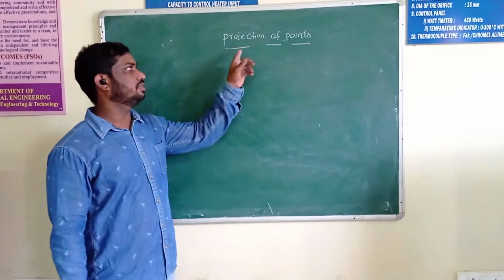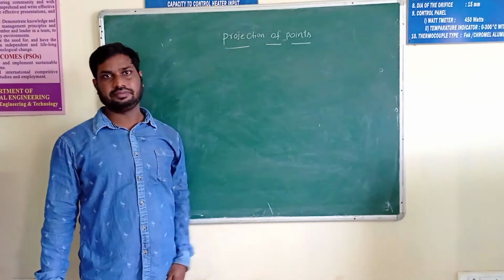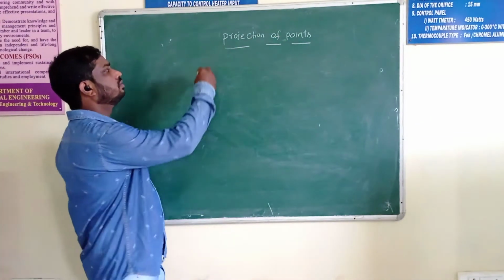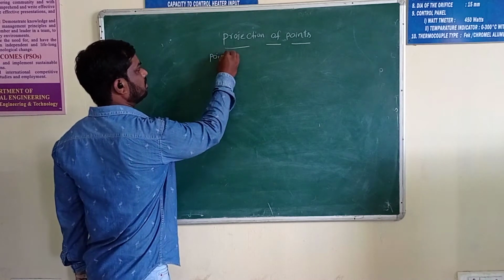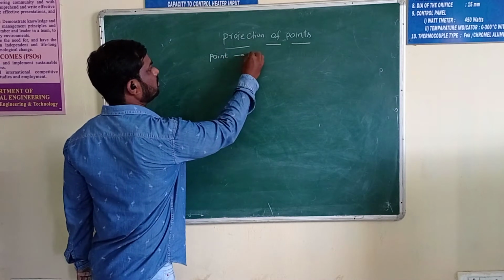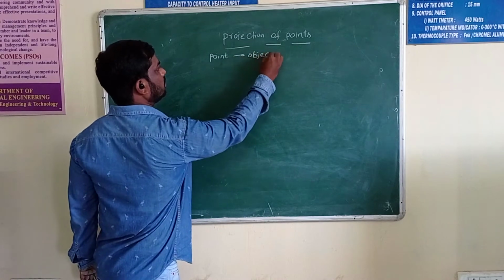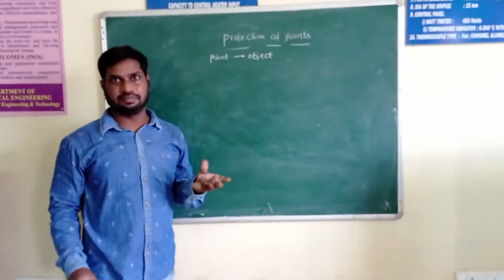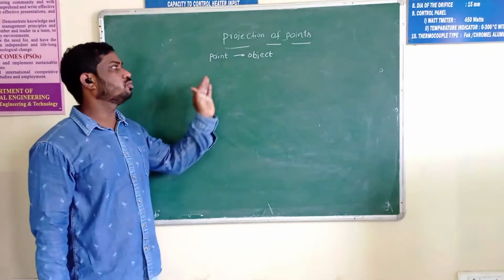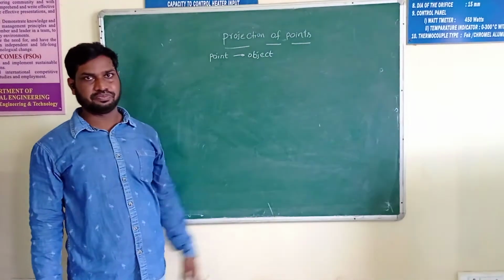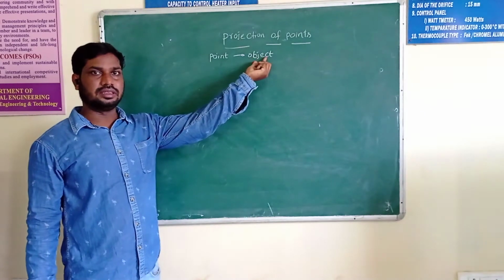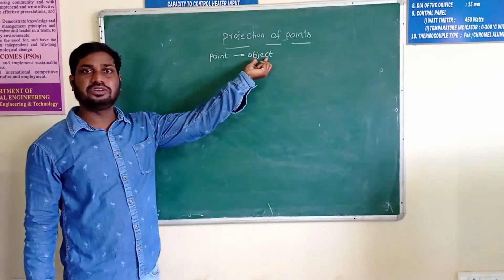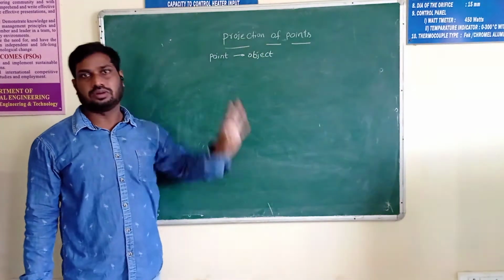Our topic is projection of points. Here, what is a point? It is nothing but always an object. It is spherical in shape; you are getting one point like that. So a point is nothing but the object. You have to decide the position of this object, and you have to decide it only within the quadrant system.